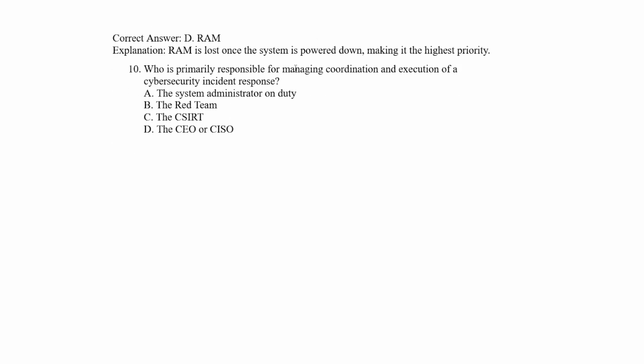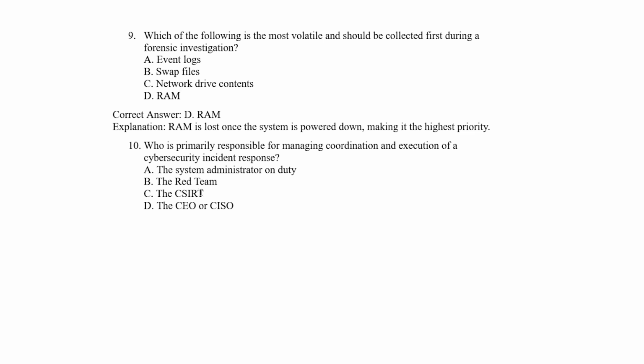Who is the responsible person? Who is primarily responsible for managing, coordination, and execution of a cybersecurity incident? The system administrator on duty, no. The red team, no. The cybersecurity incident response team, yes, that's the answer. The CEO or the CISO, no. So C is the correct answer because the cybersecurity incident response team are the primary people responsible for managing and coordinating the cybersecurity incident response. They are the ones that will dish out the roles and responsibilities to other teams, and they will be the ones to stay on top of it. And within this team, we have somebody called the incident commander, but I will not dive into it.